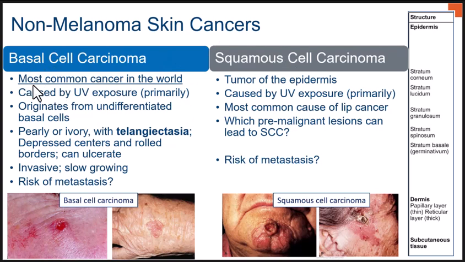Basal cell carcinoma, please know, is the most common cancer in the world. Very, very common. I have multiple family members myself that have had a basal cell carcinoma removed, caused primarily by exposure to ultraviolet radiation. And it originates, hence the name basal, from undifferentiated basal cells.